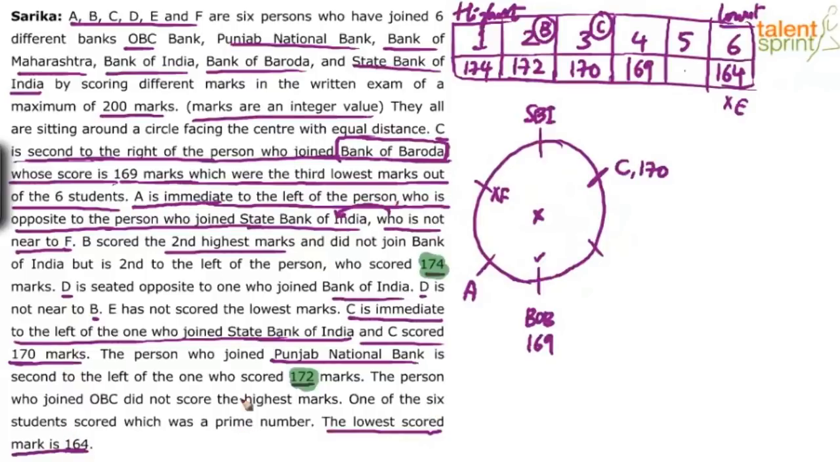If you look at it, 174 is not a prime number. 172 is not a prime number. These are all even numbers, right? Even numbers are not prime numbers. Except 2, no even number is a prime number. So this is also not a prime number. 164 is also not a prime number.